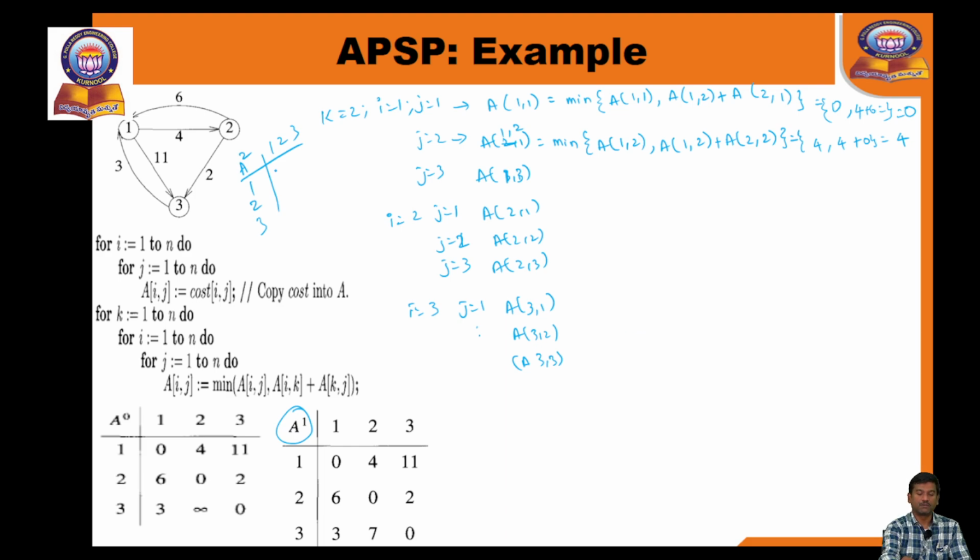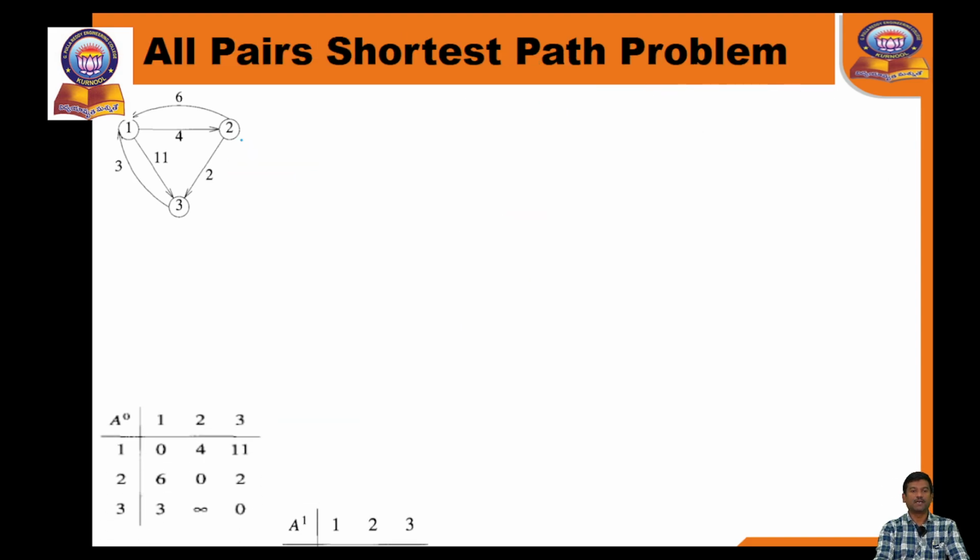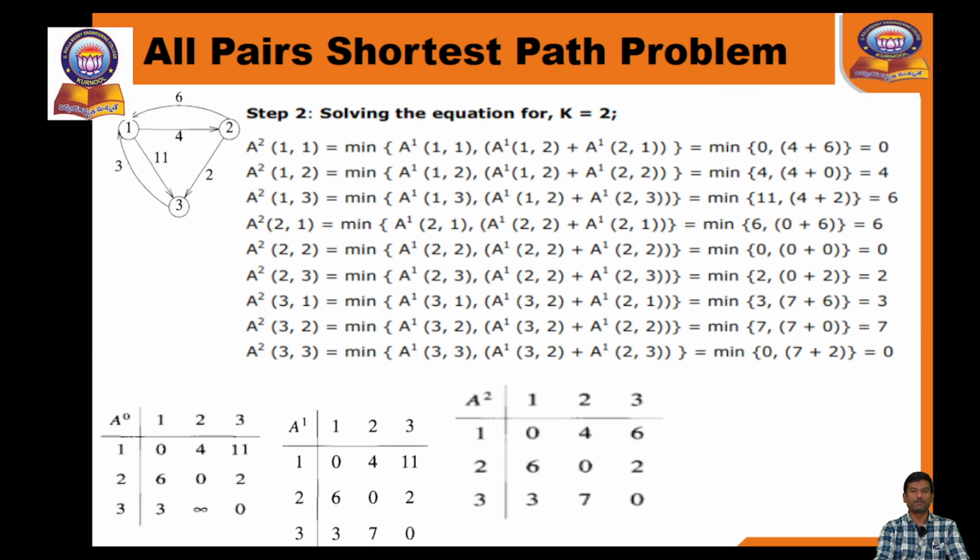You have computed the values of A of 1 1, 1 2, 1 3, 2 1, 2 2, 2 3 and similarly 3 1, 3 2, whatever values you got after computing the statement. That will be the matrix of your A2, that is at stage 2 after computing. So here you can observe there is an updated value of A of 1 comma 3. A of 1 comma 3 has been updated.